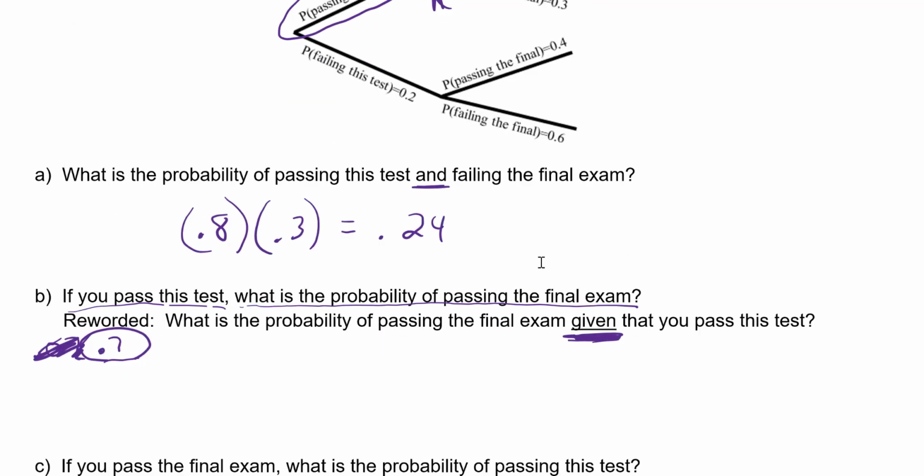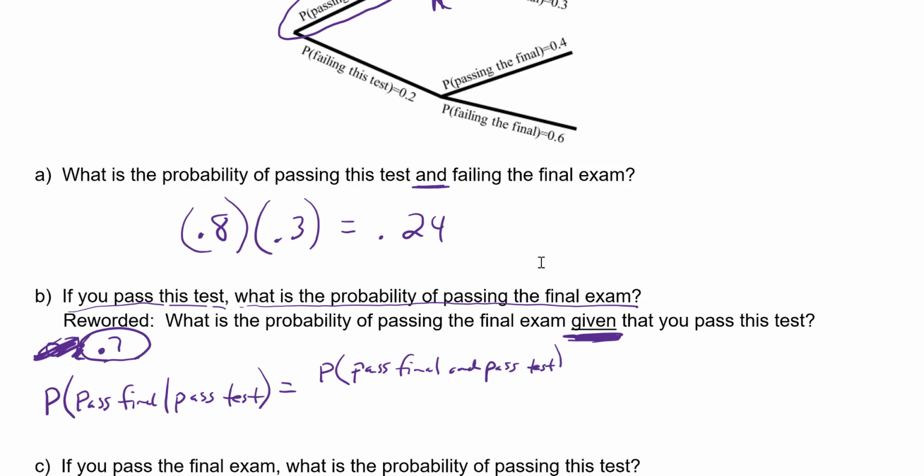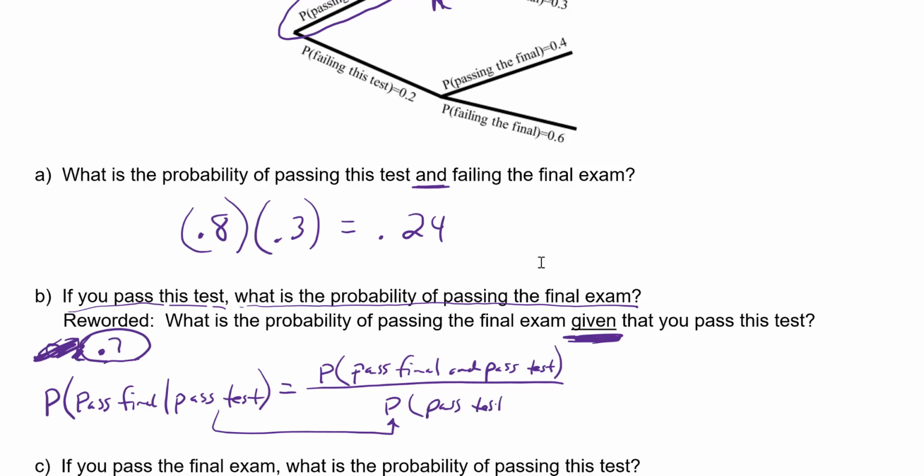Okay? You guys know the question says, what is the probability of passing the final? So pass the final given that you passed the test. If you remember this mathematically, this is the probability of passing the final and pass the test, divided by the probability, and remember this one always goes here, probability of passing the test. Okay? So let's do it mathematically and see if we get the same thing.